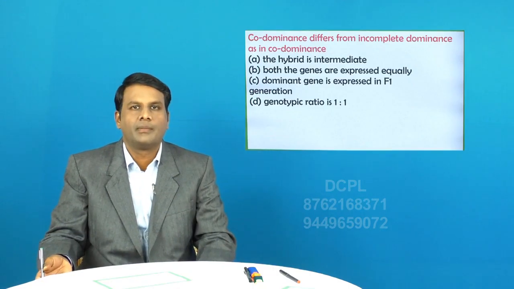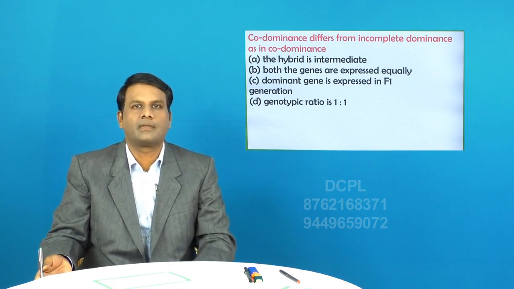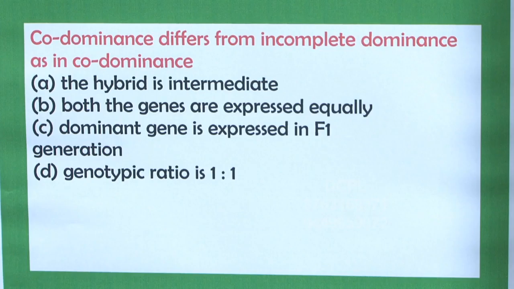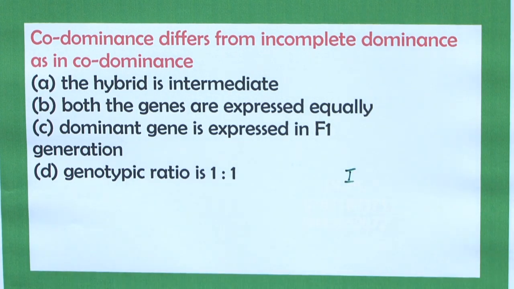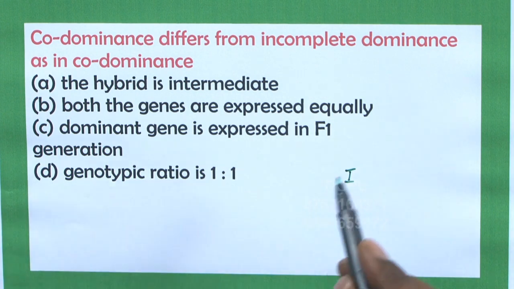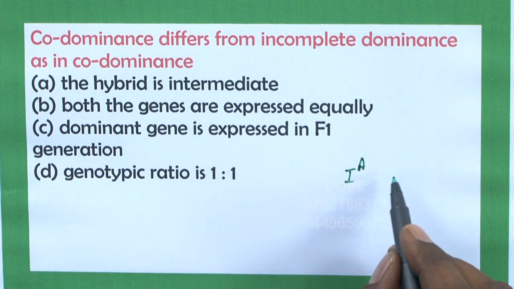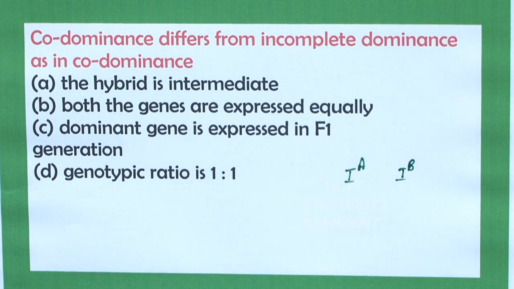Dear students, before we take up one more question, let us understand the inheritance of the blood groups, particularly with respect to AB blood group. This is the gene which codes for the antigen present on the RBC that decides the type of blood group. For example, if I write IA, this is the gene which codes for antigen A. When I write IB, this is the gene coding for antigen B.